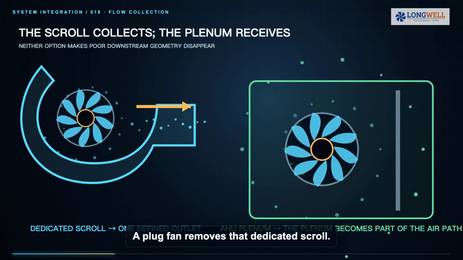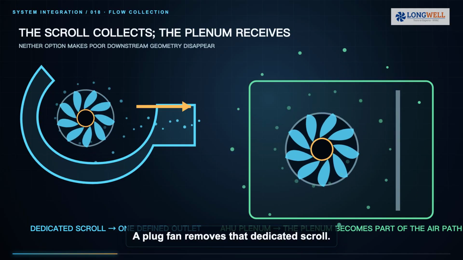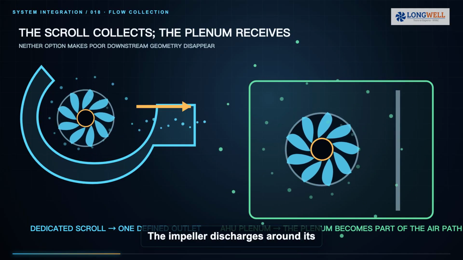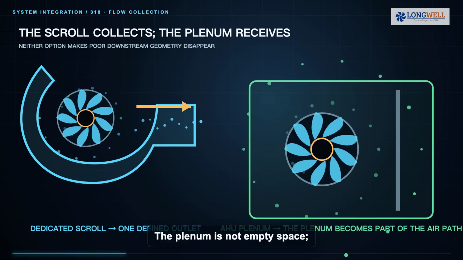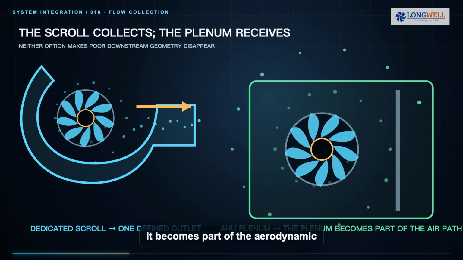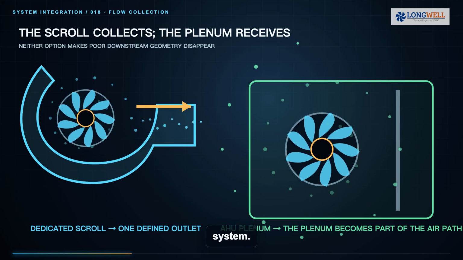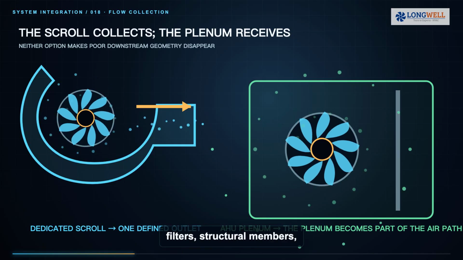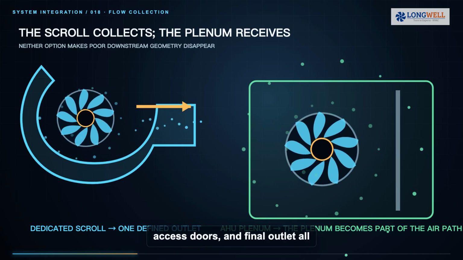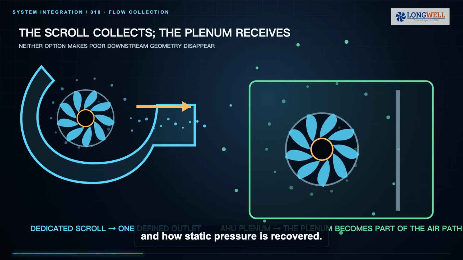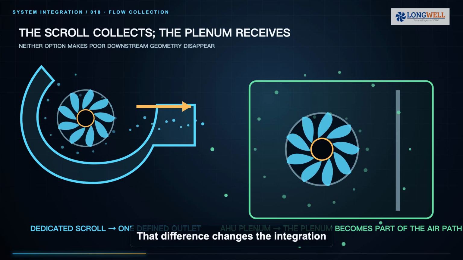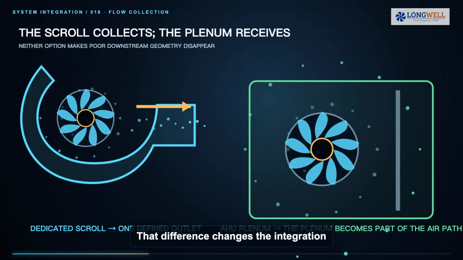A plug fan removes the dedicated scroll. The impeller discharges around its circumference into the air handling unit plenum. The plenum is not empty space, it becomes part of the aerodynamic system. Its walls, coil face, filters, structural members, access doors, and final outlet all influence how the velocity field decays and how static pressure is recovered. That difference changes the integration problem.